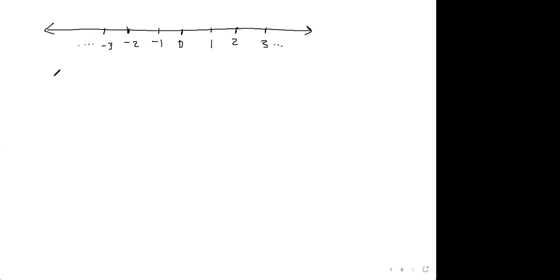So look again. The real line is a line. I can represent the real numbers on this line. 2, 3, etc., here -1, -2, -3, etc. So first note, we say the number A is less than the number B.